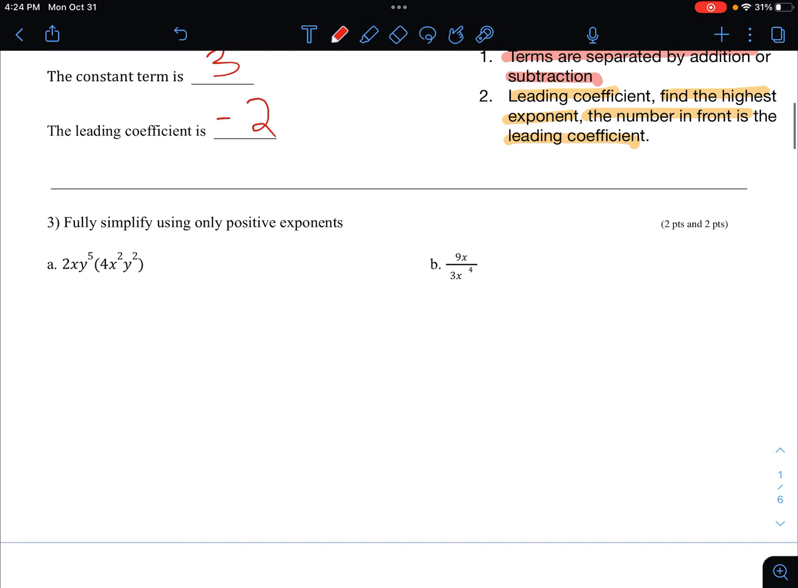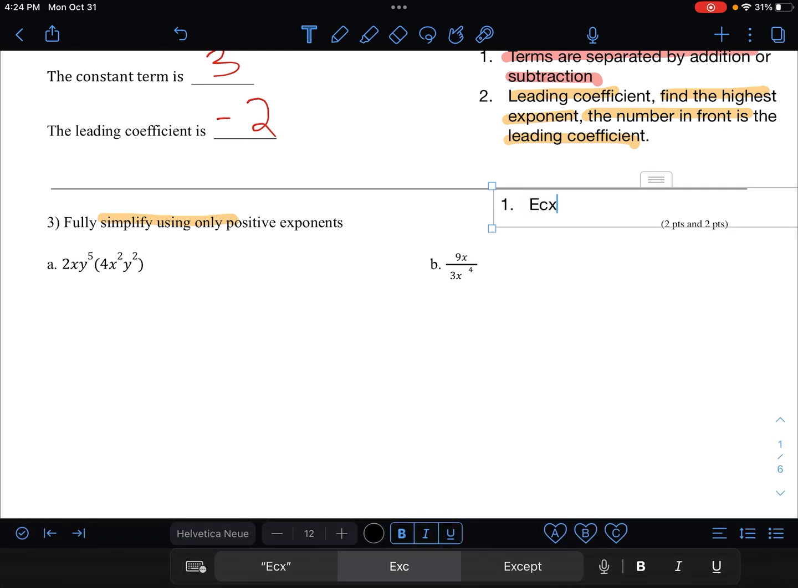Okay, continuing on, right? It says we want to fully simplify these expressions using only positive exponents. Right? Let's say we get to a test and we have no idea where to start. Remember, exponents are just repeated multiplications. So let me write that over here. Exponents are just repeated multiplication.